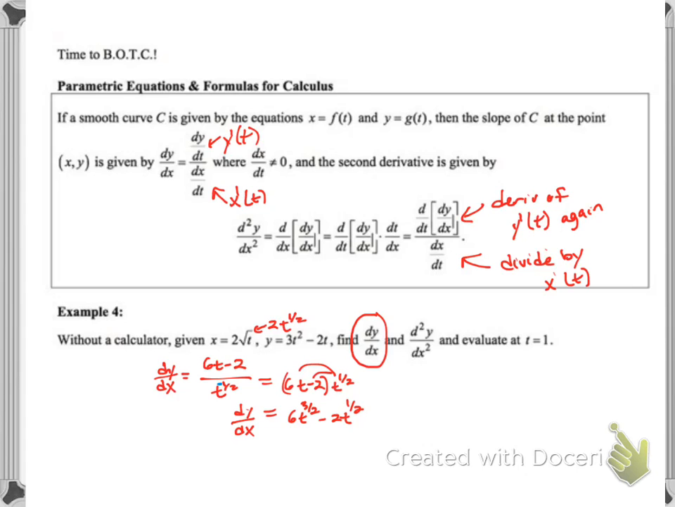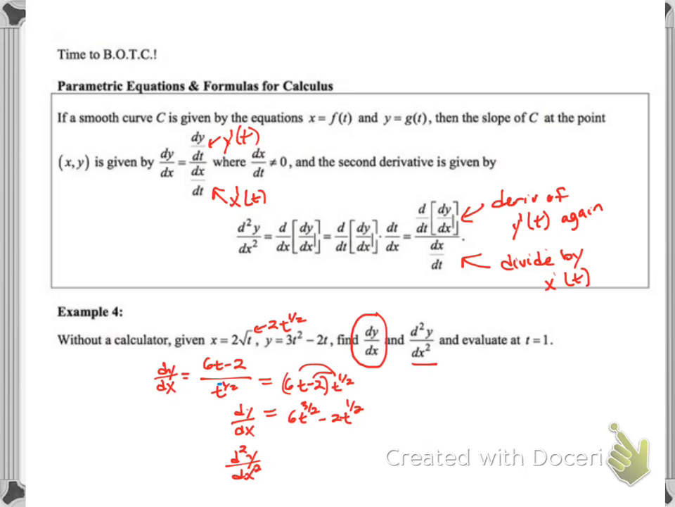If you simplify, simplifying early and often is always the name of the game. If necessary, do it, and often it is, especially if you're going to take another derivative. Get it simplified. Once we have dy/dx, all I have to do now to get the next derivative is take the derivative again, but don't forget to divide it by x prime of t.